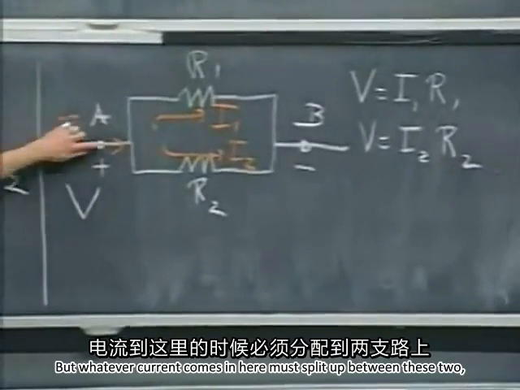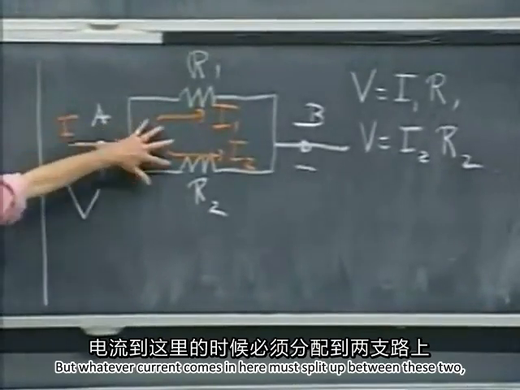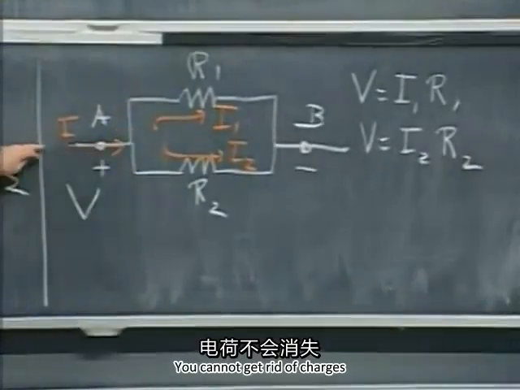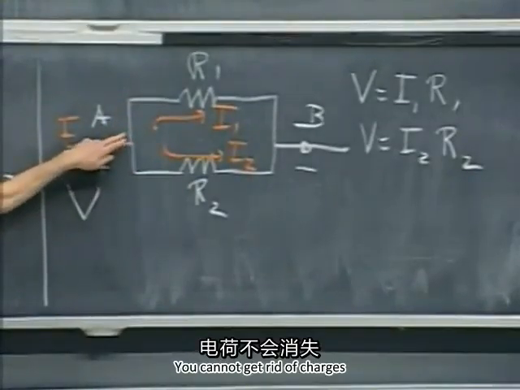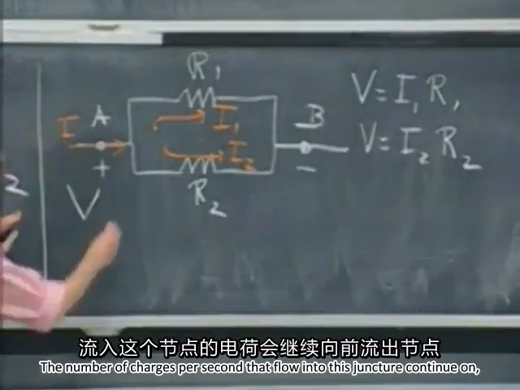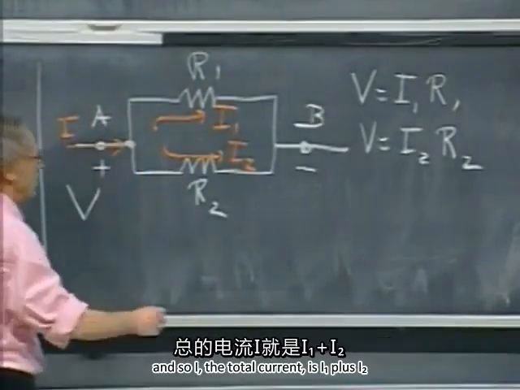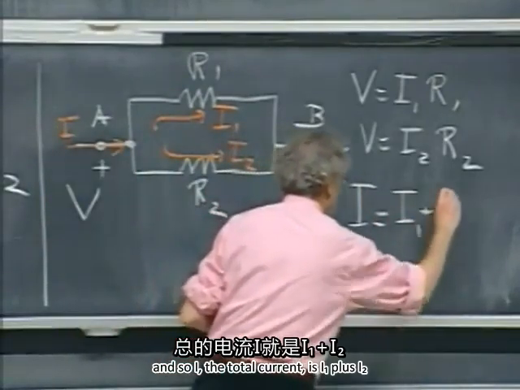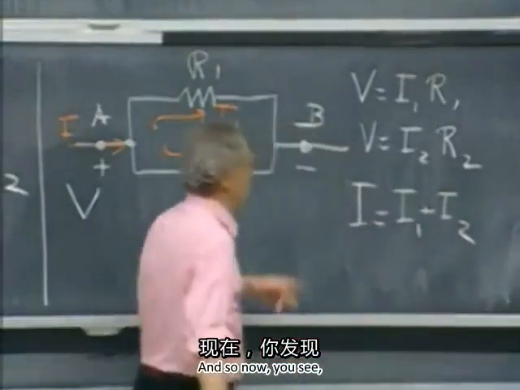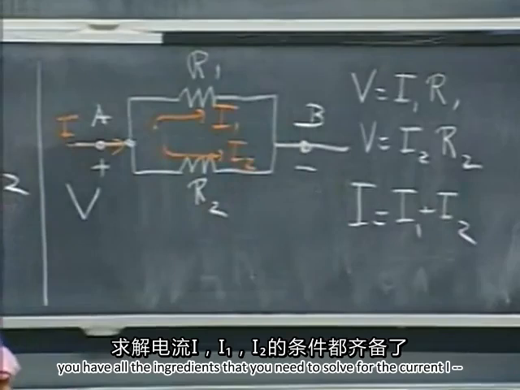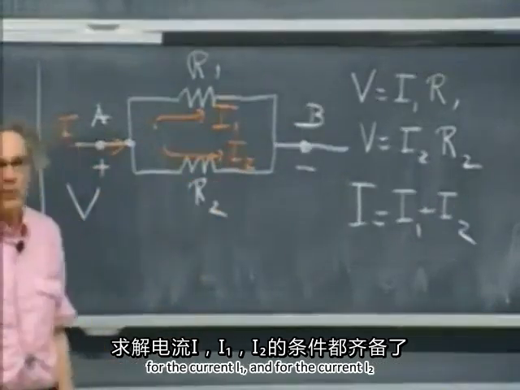But whatever current comes in here must split up between these two. Think of it as water. You cannot get rid of charges. The number of charges per second that flow into this juncture continue on. And so I, the total current, is I1 plus I2. And so now, you see, you have all the ingredients that you need to solve for the current I, for the current I1, and for the current I2.